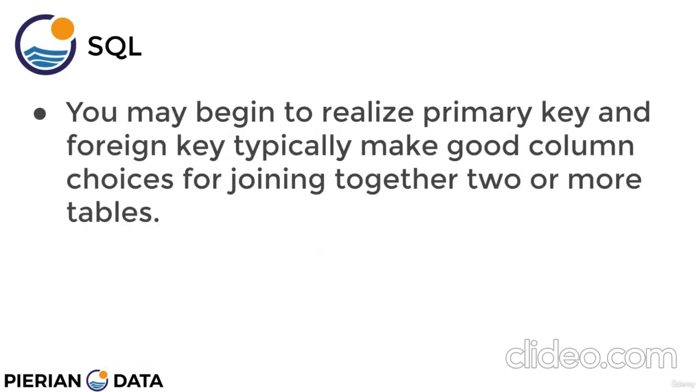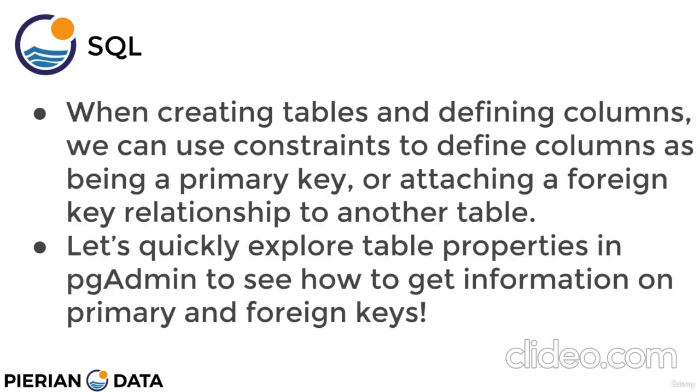Now, you may have already realized that a primary key and a foreign key typically make good column choices for joining together two or more tables. When creating tables and defining columns, we can use constraints to define columns as being a primary key, or attaching a foreign key relationship to another table. And we'll discuss this in more detail when we actually go over the create commands. However, I mentioned that in a simple query call, PgAdmin only directly alerts you to something being a primary key and not a foreign key.